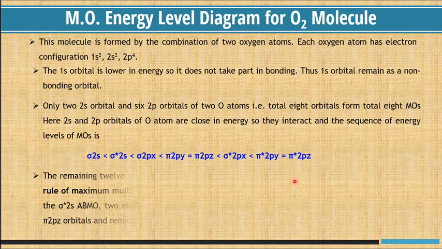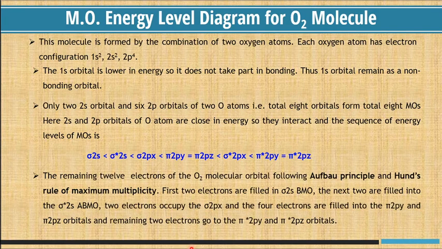The remaining 12 electrons of the oxygen atoms are filled in molecular orbitals following the above principle and Hund's rule of maximum multiplicity. The first two electrons are filled in the sigma 2s bonding molecular orbital. Next two electrons are filled in the sigma star 2s antibonding molecular orbital. Two electrons occupy sigma 2px and 4 electrons are filled into the pi 2py and pi 2pz orbitals. The remaining 2 electrons go to the pi star 2py and pi star 2pz orbitals.